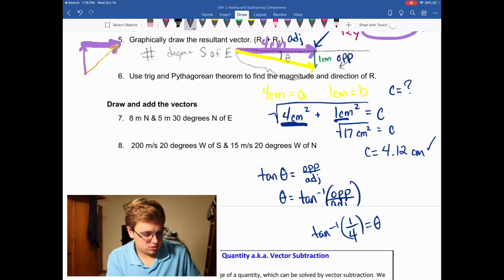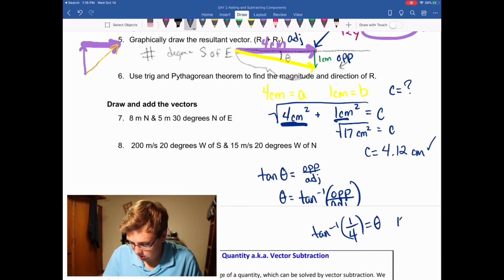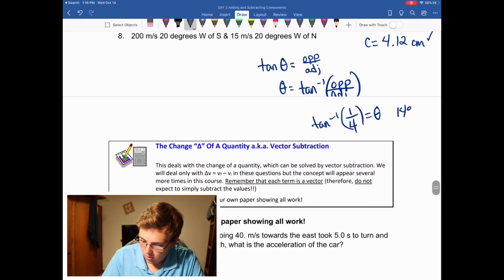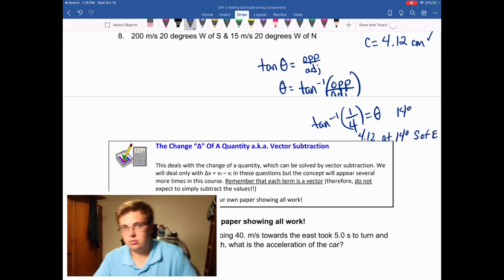I plug that into my calculator to get 14 degrees. So my resultant vector, I can actually write that out as 4.12 at 14 degrees south of east. And there you go. That's how you get your total vector.